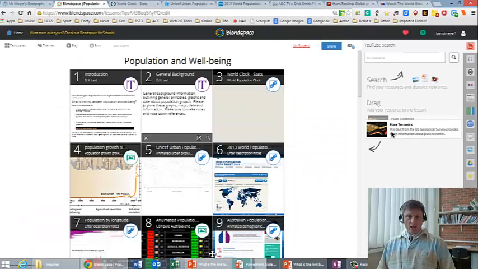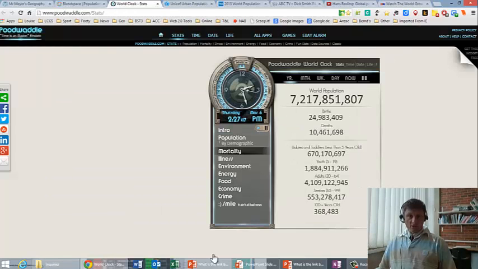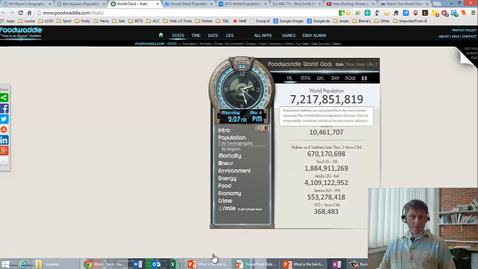So here's some things to look at. This first here, the population clock, when you click on that, you'll get a clock coming up. I've already got it up. That looks like this. You can see here that the population is increasing as we look at it.